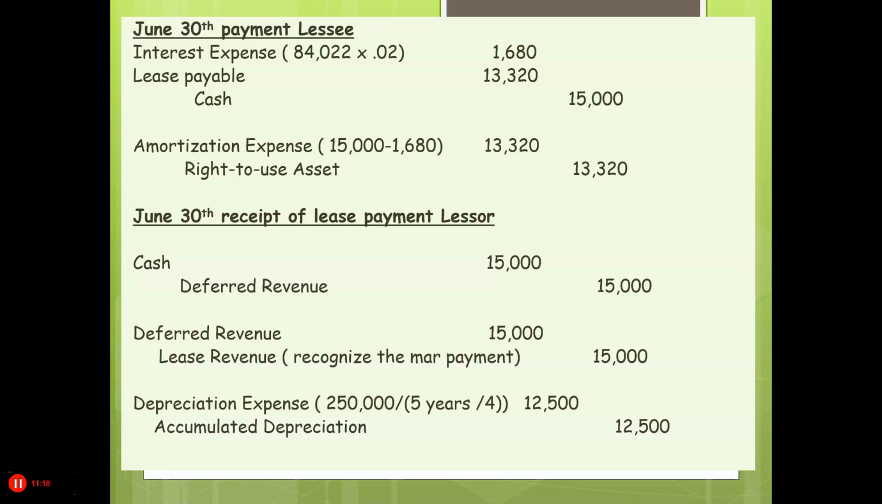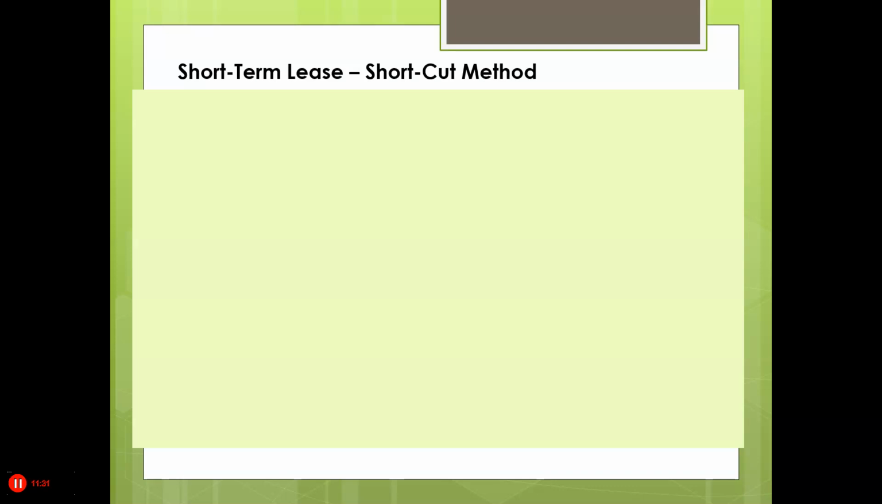Now, that's how you would treat it. It doesn't meet any of the criteria, but it's greater than 2 years. It has to be treated as a right-of-use asset. Next, what we're going to look at is what happens if it's a year or less. These are called the short-term or shortcut method.